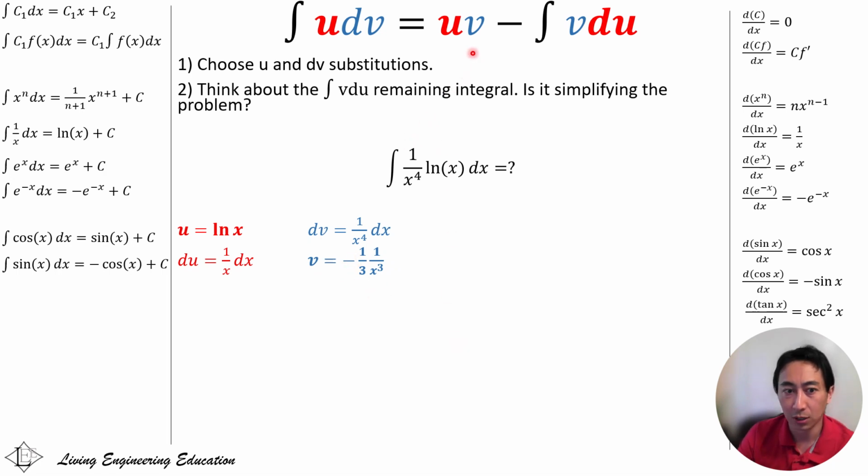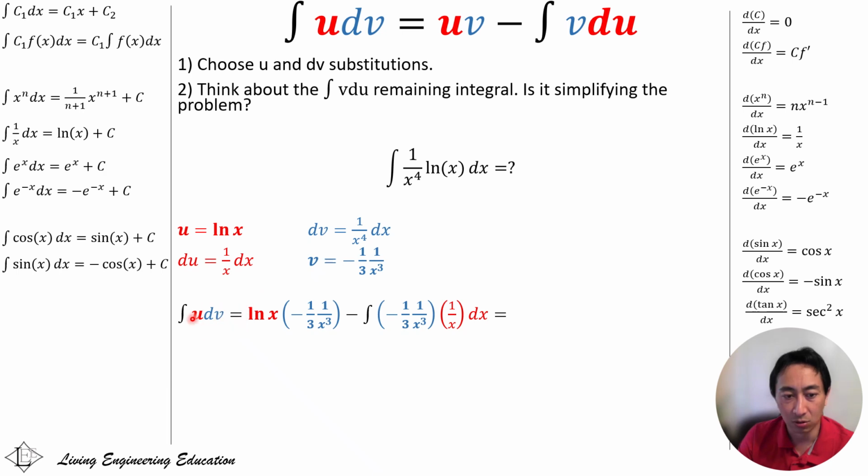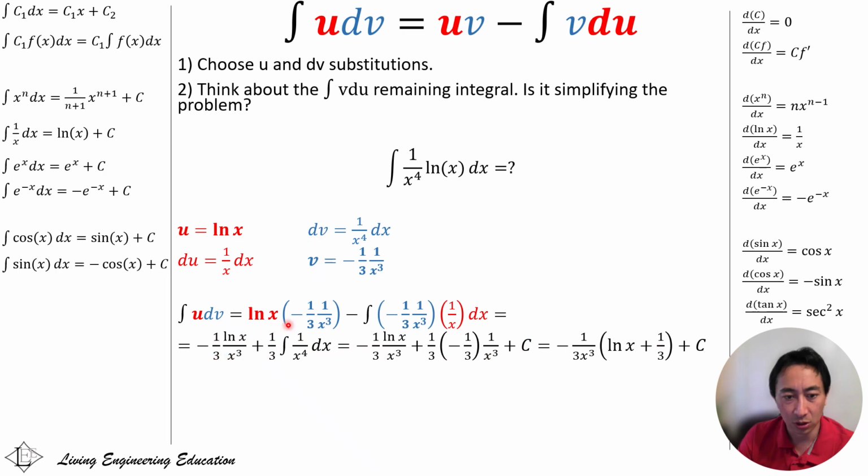And now all we do is plug it in, right? So uv is negative 1/3, 1 over x cubed, natural log x, minus the integral of v du. V is right here, negative 1/3, 1 over x cubed, and du is 1 over x dx. So here's my uv, and here's my integral of v in blue du. And we can clean this up a bit. For this term right here, I get negative 1/3 natural log x over x cubed. That's the uv.